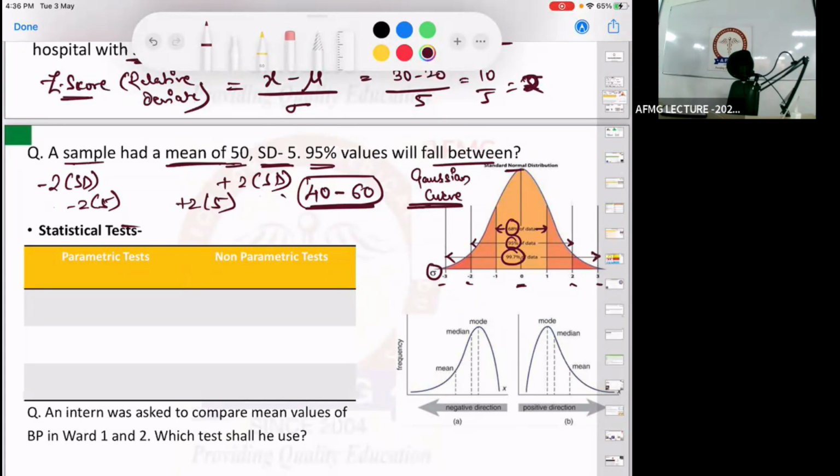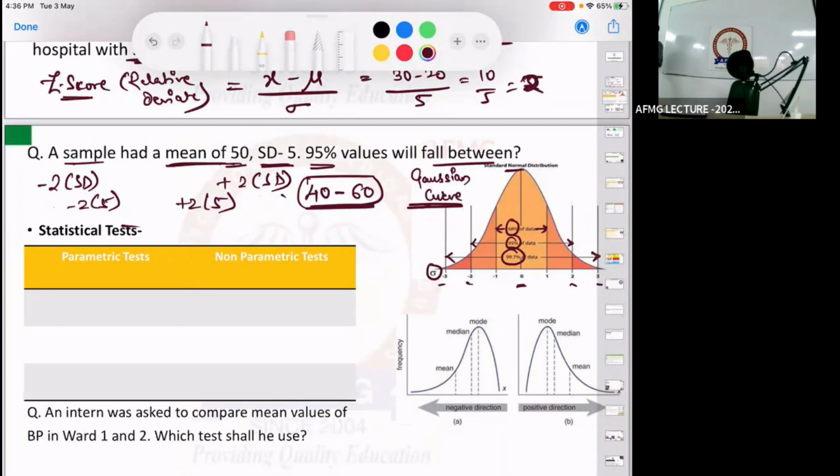So you will do -1 standard deviation and +1 standard deviation. So it would be -5 and +5. From the mean value, if I subtract 5, it would be 45. If I add 5, it would be 55. So 68.3% of values will lie between 45 till 55.